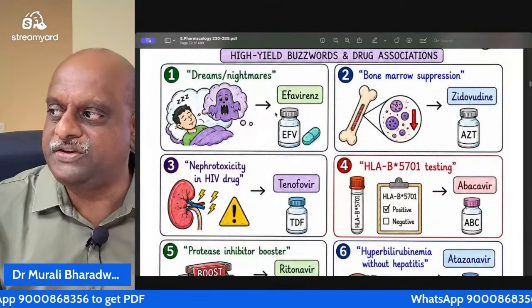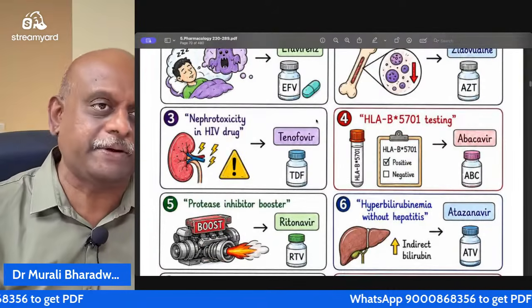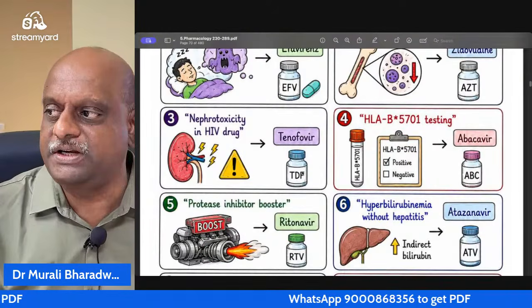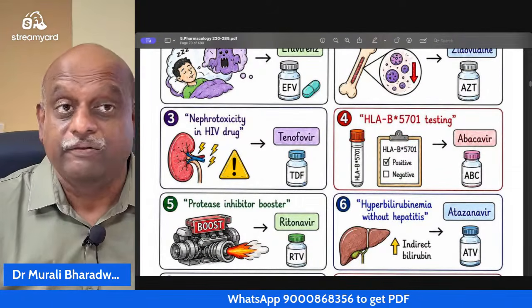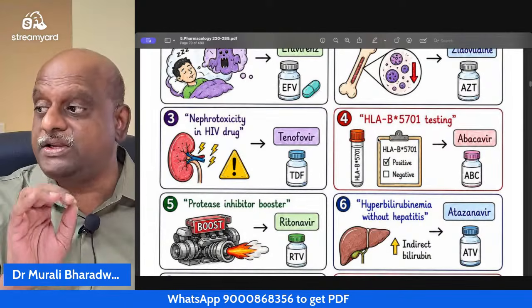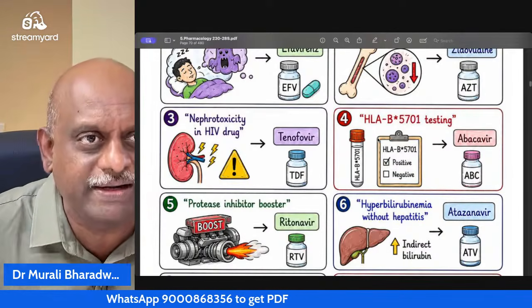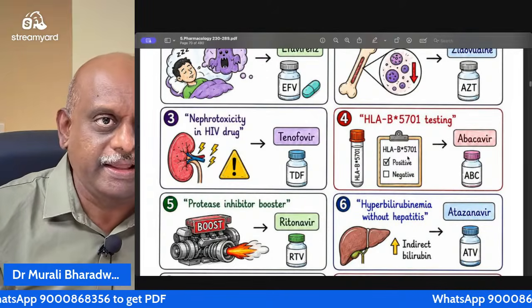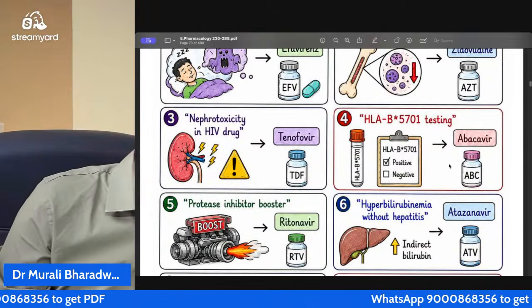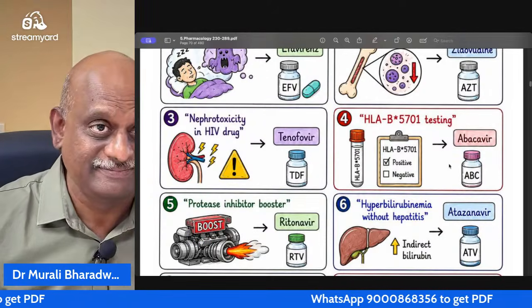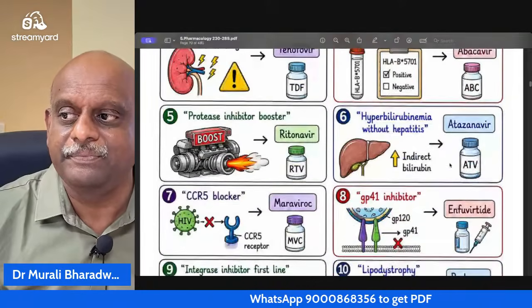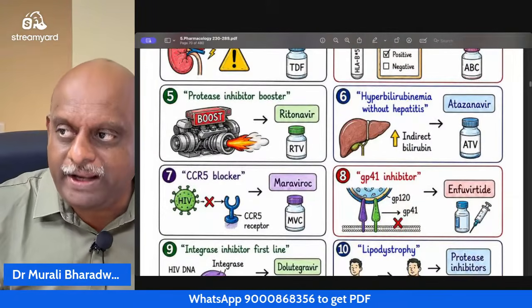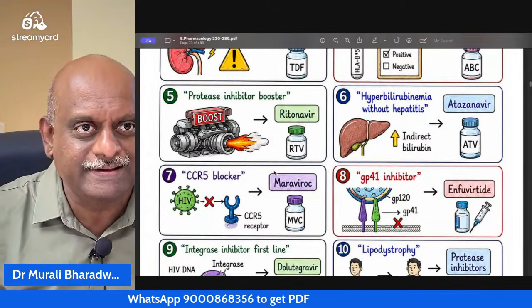So that's the story, doctor, about efavirenz, nightmares, zidovudine, bone marrow suppression, tenofovir, nephrotoxicity. Very important. For abacavir, we need to do HLA-B5701 testing, because those who are found to be positive are vulnerable to the hypersensitivity reactions of abacavir. That's a very important thing, right? And for protease inhibitor boost, we give ritonavir.